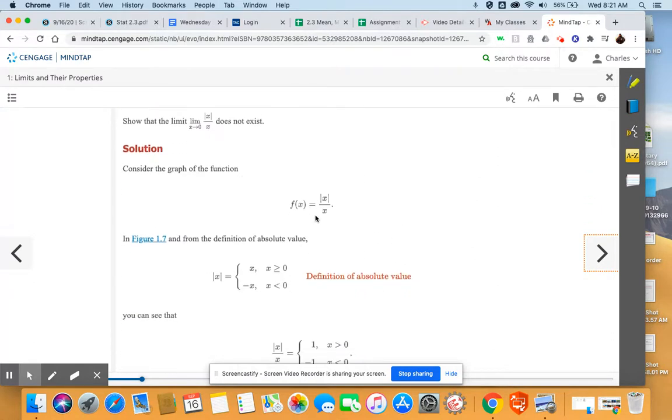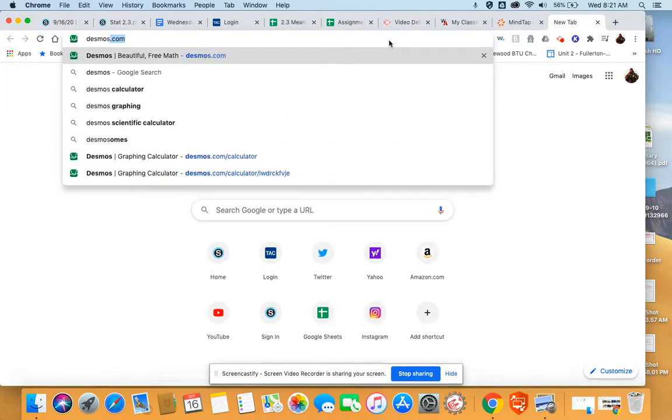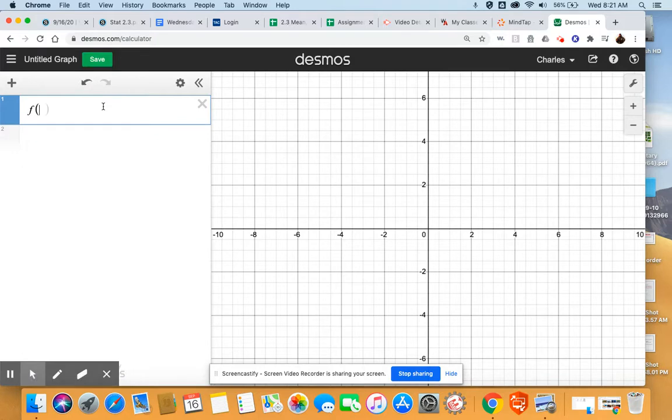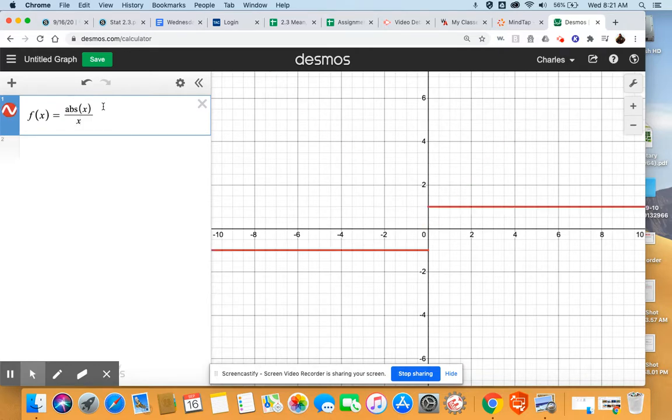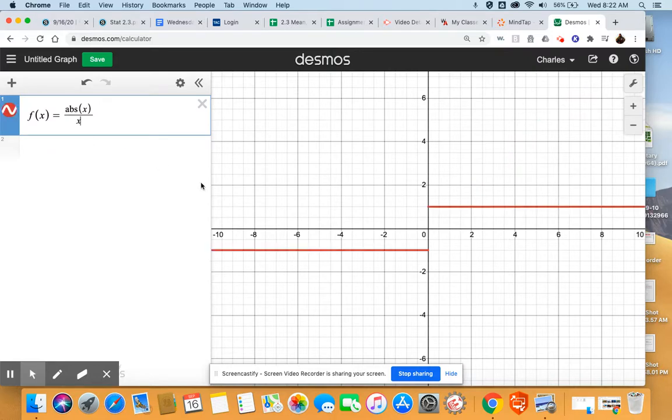They give you an example here of the absolute value of x divided by x. If we were to graph this, we can do that very quickly. How quick it is to utilize this Desmos tool. f of x equals ABS, parenthesis, of x, close the parenthesis, divided by x. And there we go. We've got our absolute value. Now, an absolute value of x would be that V shape, divided by x, and it changes a little bit.